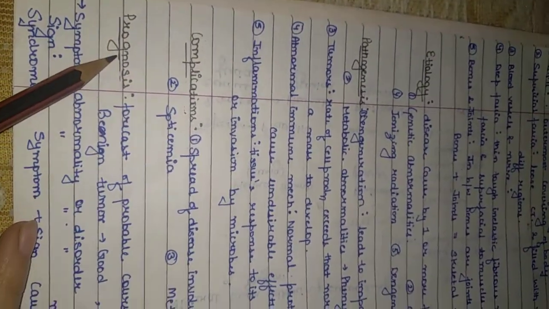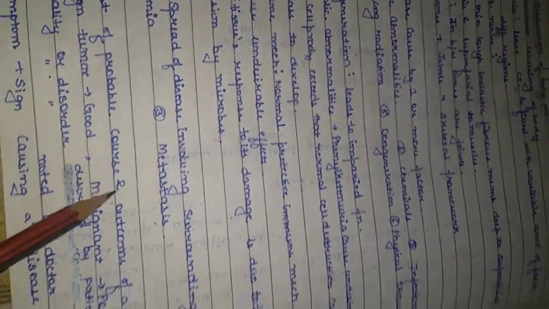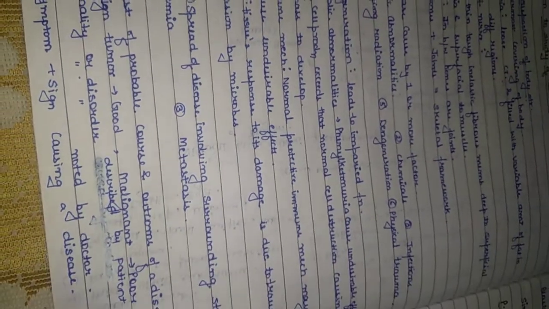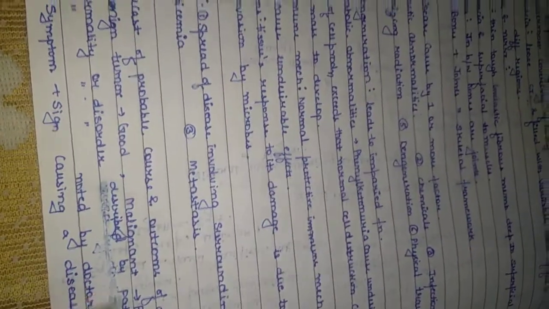Now prognosis: forecast of the probable course and outcome of disease. Benign tumor, good tumor; malignant, poor tumor. Now symptoms, that is abnormality or disorder described by a patient. Sign is noted by a doctor. Syndrome, that is sign plus symptom.